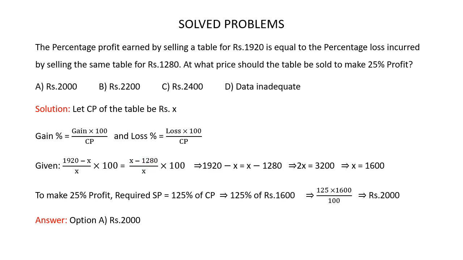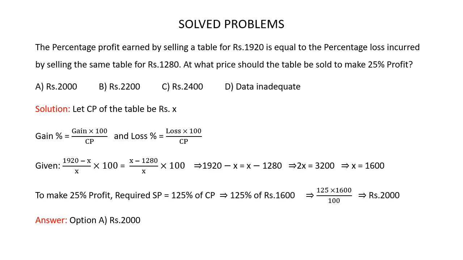Now we know that gain percent is equal to gain multiplied by 100 divided by cost price, and loss percent is equal to loss multiplied by 100 divided by cost price. Now it's given that the gain percent is equal to loss percent. So substituting the values of gain, cost price and loss in this formula, we get (1920 minus x) divided by x multiplied by 100 is equal to (x minus 1280) divided by x multiplied by 100. On solving this equation, we get x is equal to 1600.